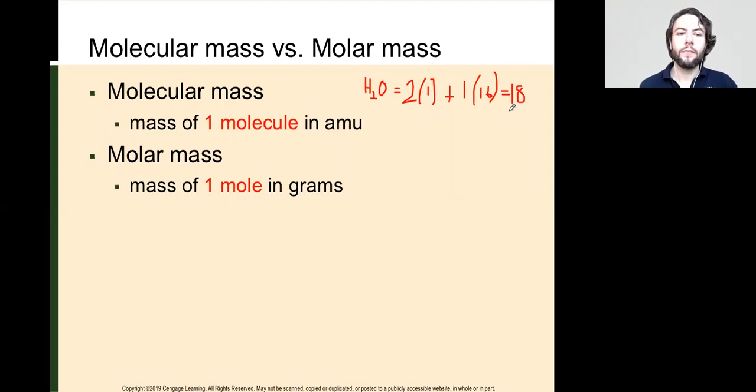So that is the molecular mass of water. However, the molar mass is going to be the mass of 1 mole in grams. So that is based on this value here. The molar mass of water is going to be 18 grams. That means that for every 18 grams of water, we have 1 mole of water. So that's 6.02 times 10 to the 23 molecules of water.